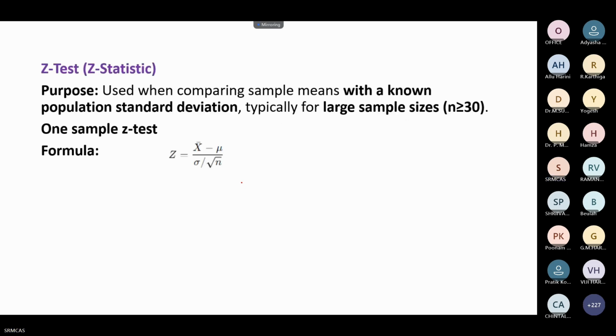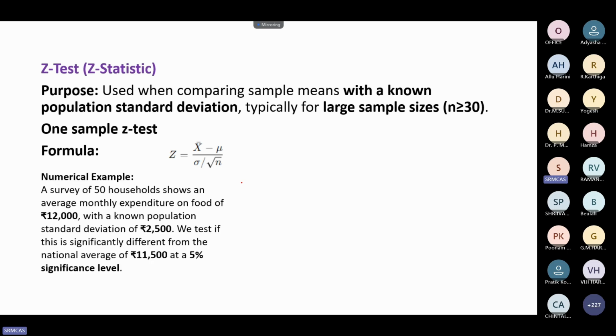Here I have given some examples. When we compare the sample mean with a known population standard deviation, typically for a large sample size, we can use a one sample z test like this. For example, a survey of 50 households shows an average monthly expenditure on food of 12,000 with a known population standard deviation of 2,500. We test if this is significantly different from the national average of 11,500 at the 5% level.